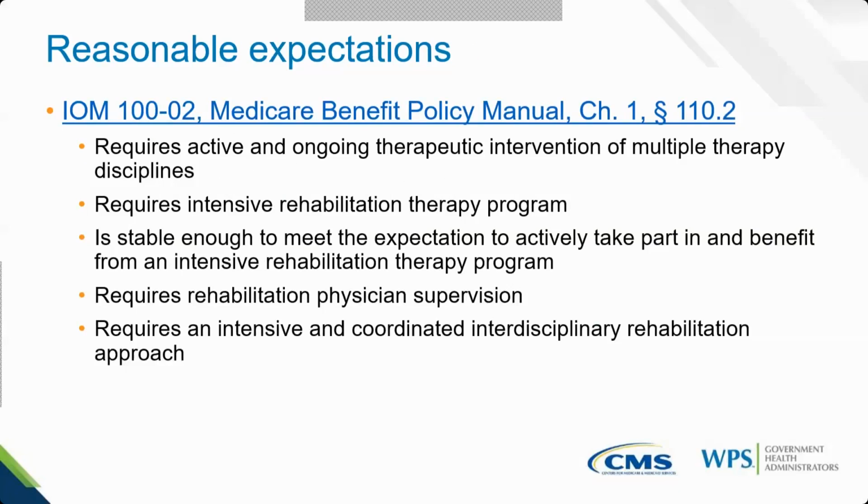Per the Medicare Benefit Policy Manual, Chapter 1, Section 110.2, the documentation in the medical record must show a reasonable expectation at the time of admission that the following criteria were met. Requires active and ongoing therapeutic intervention of multiple therapy disciplines, requires intensive rehabilitation therapy program, is stable enough to meet the expectation to actively take part in and benefit from an intensive rehabilitation therapy program, requires rehabilitation physician supervision, and requires an intensive and coordinated interdisciplinary rehabilitation approach.